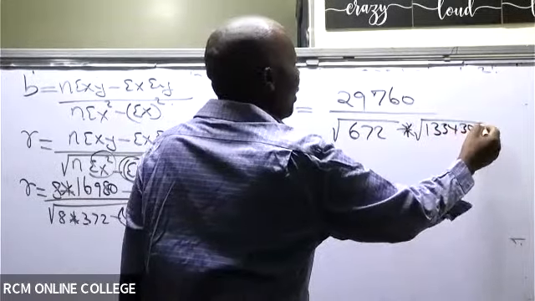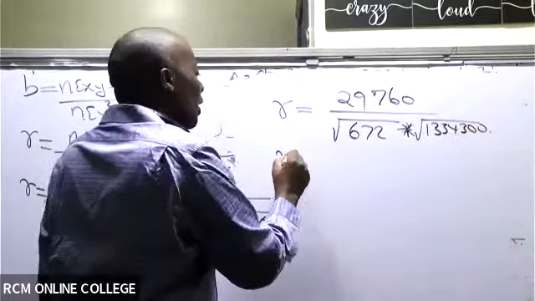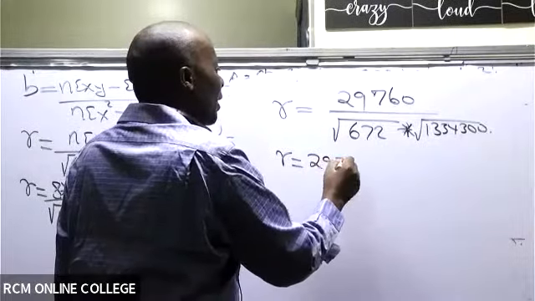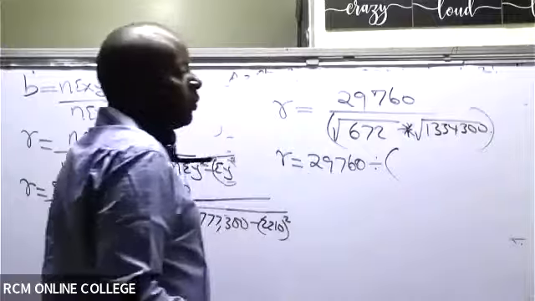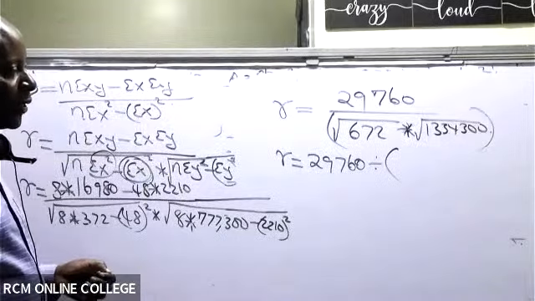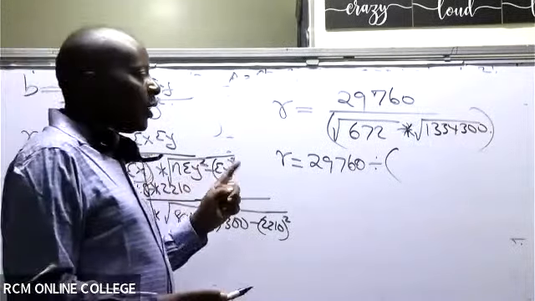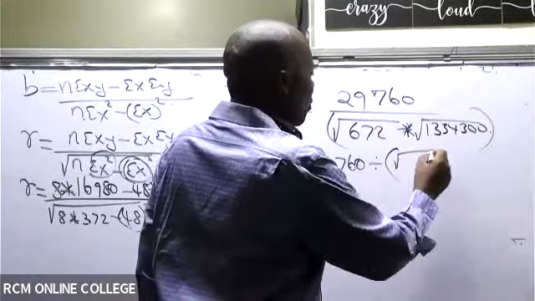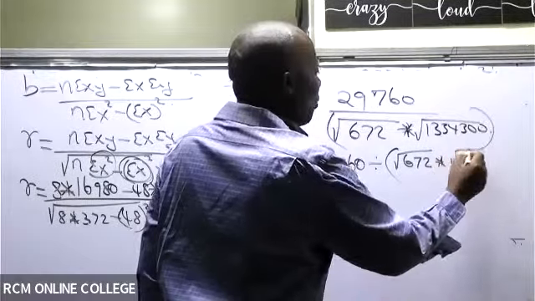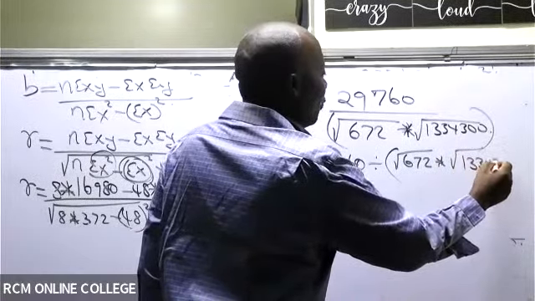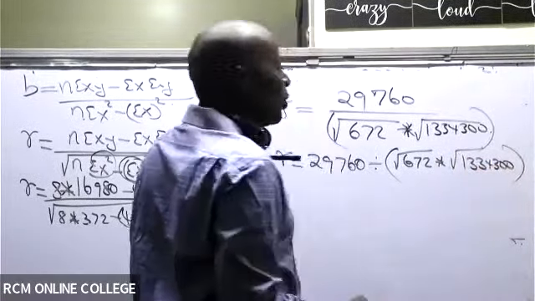So in your calculator, to get this R, you say 29,760 divided by, open bracket, because there are two terms. You must always open brackets. So you have here square root of 672 times square root of 1,334,300, and then you close bracket, and then you tell me equals.